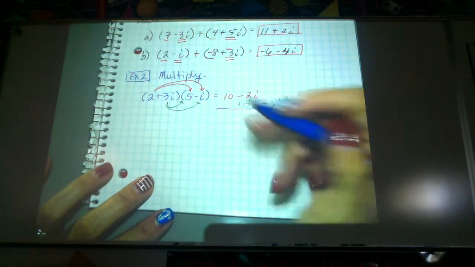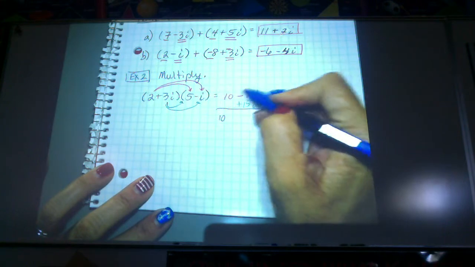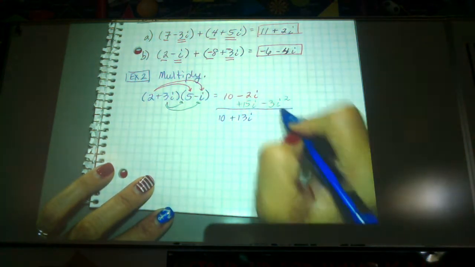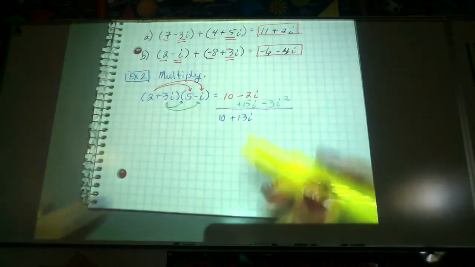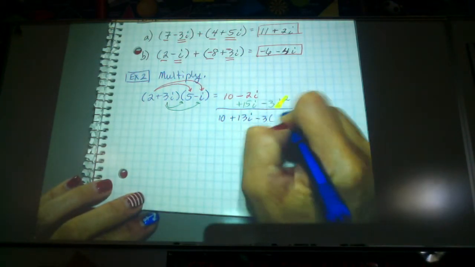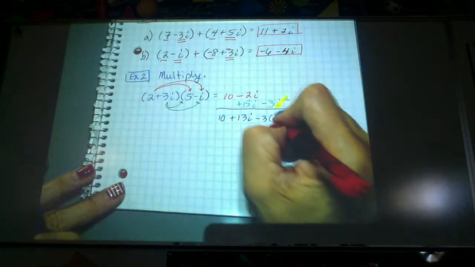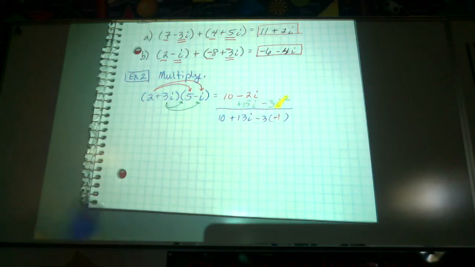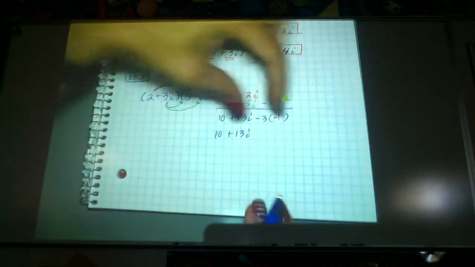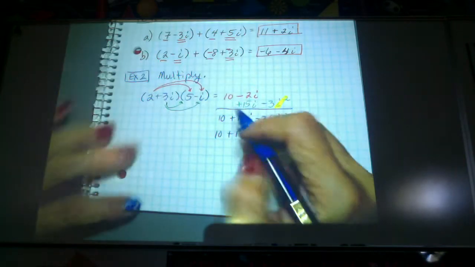So if I add like terms, I get 10. Subtract, get this on the larger, I get positive 13i. Then this i squared, we can never write any i to a power other than 1. So you have to convert the i squared to its value, which is what? Negative 1. So I end up with 10 plus 13i. Negative 3 times negative 1 is a positive 3.